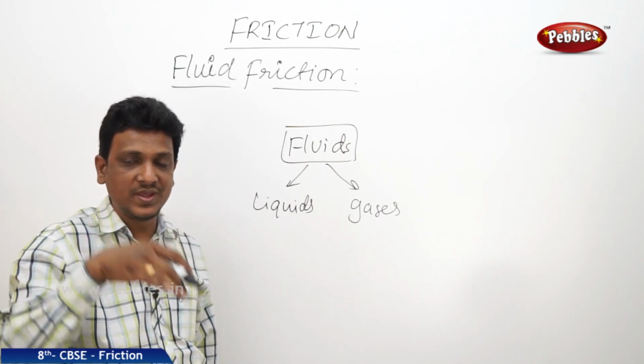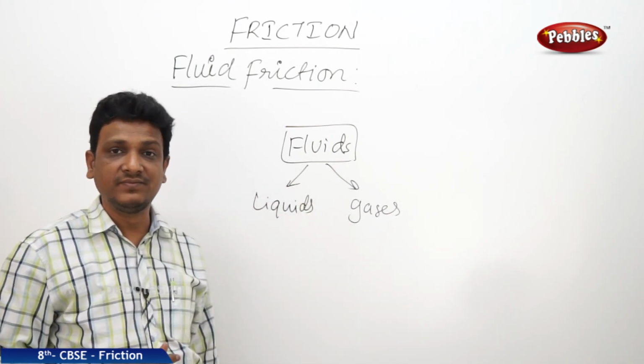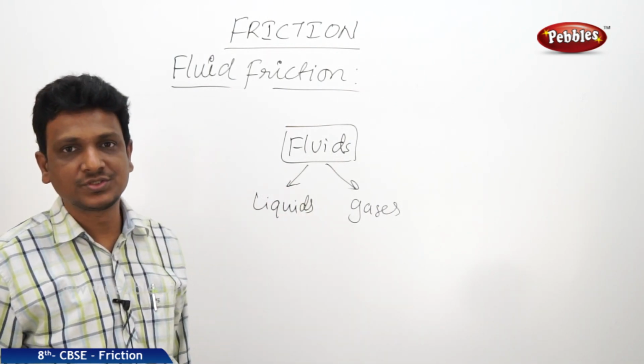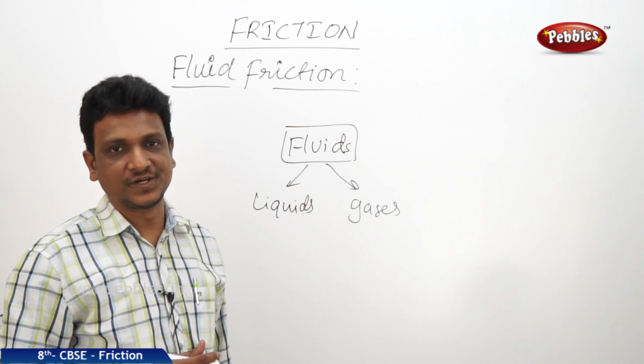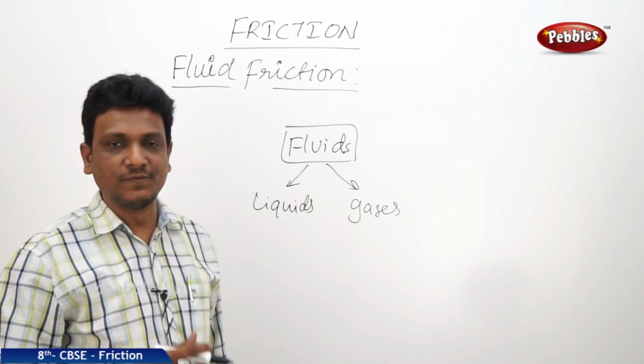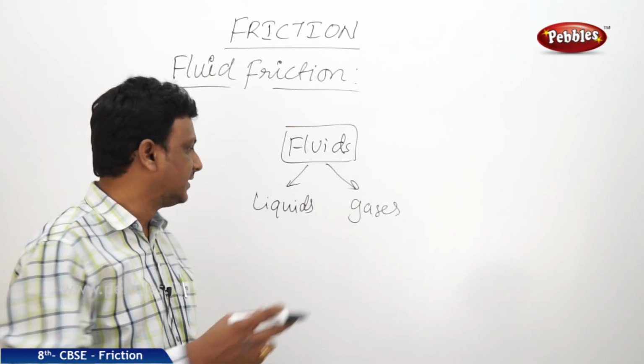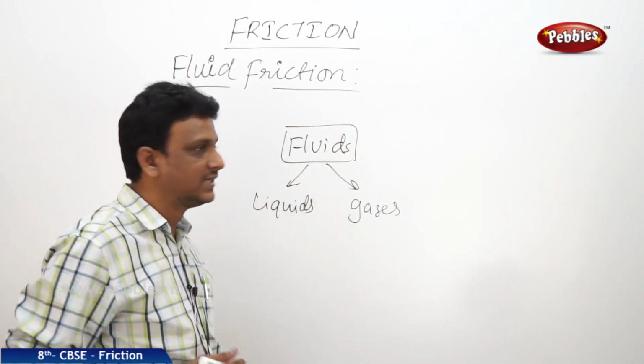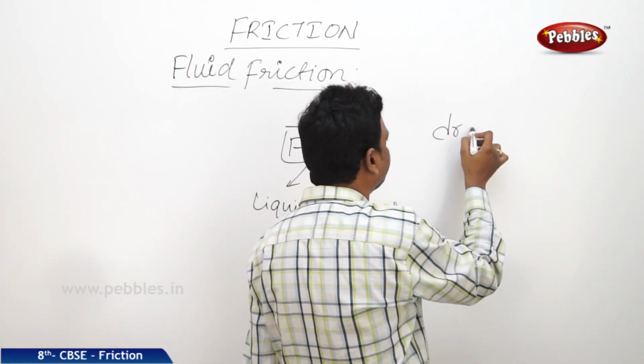When some objects are moving in a liquid or gas, they will have some frictional force. They will experience some friction. So the friction that is experienced by an object, either in a liquid or in a gas, is called drag.